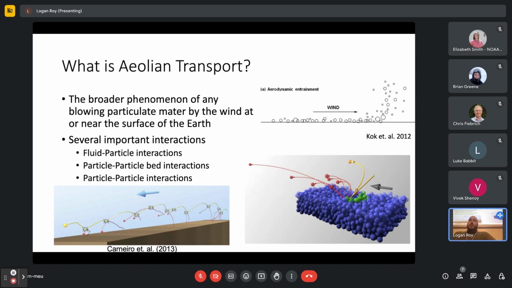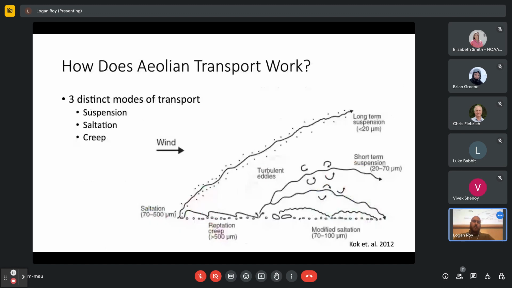We have three important classes of interactions that contribute to the properties of these flows, including fluid particle interactions, particle bed interactions, which I'm showing at the top and the bottom, and then lastly, particle particle interactions, which is shown on the bottom left. Depending on the context of the situation, the particle particle interactions will significantly impact the things involved. I've been doing active research on this for the past couple of years.